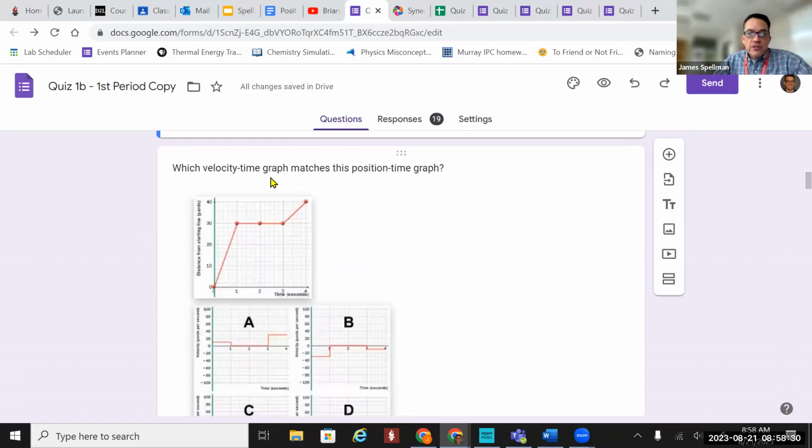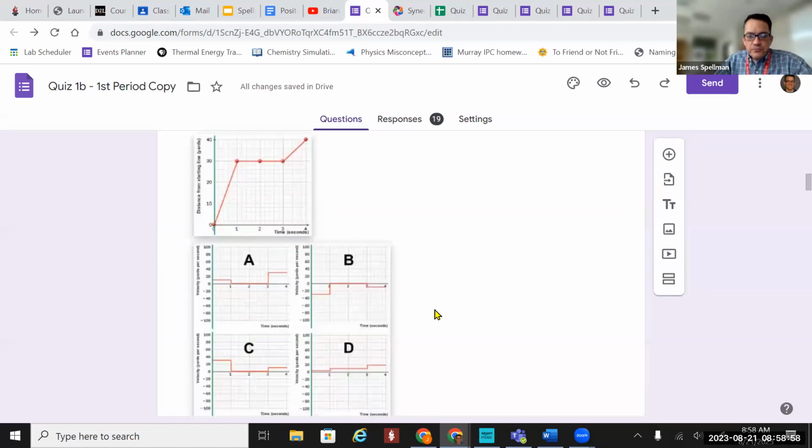The third one, we've got a velocity-time graph to match up with a position-time graph. So if we interpret the position-time graph, let's think about what's going on. We've got someone moving forward at a constant speed. They stop, and then they move forward at a constant speed. So if we turn that into velocity, that means we've got a positive speed in the first part. We're stopped, so we're going to 0 in the second part, and then we've got a positive velocity in the third one.